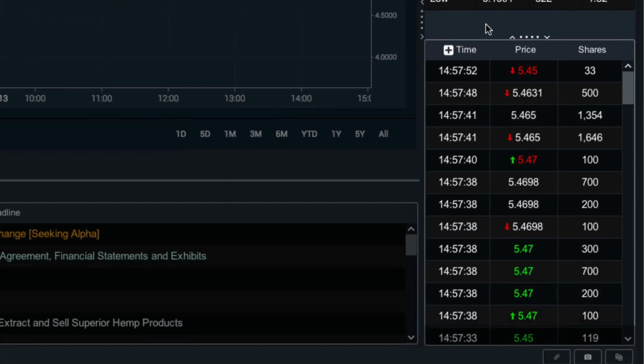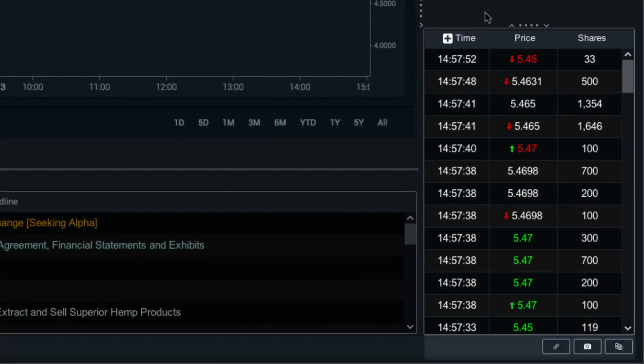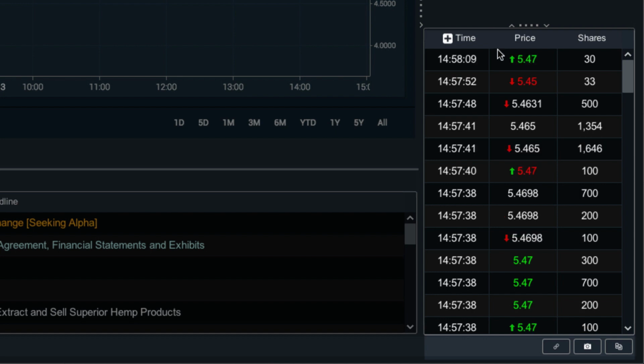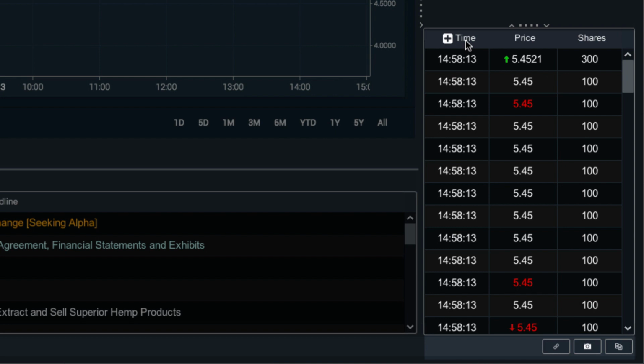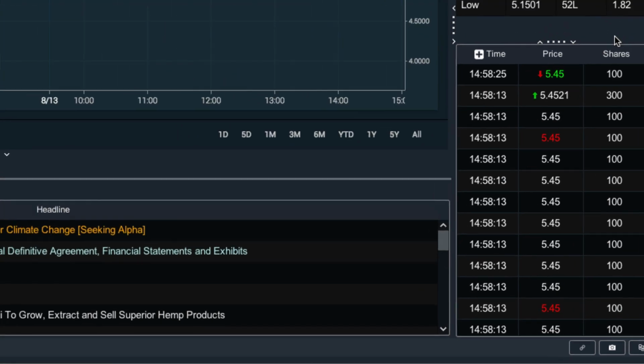Below the level 1 data, you'll find the stock's order book. This is the time and sales data that comes through in real time. You'll see the time an order was executed at, the price it was executed at, and the number of shares that went through in that order. This will be streaming in real time so you can keep track of the stock's price action.